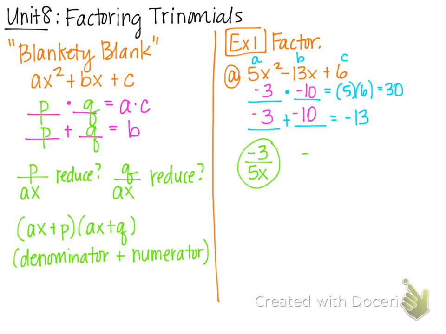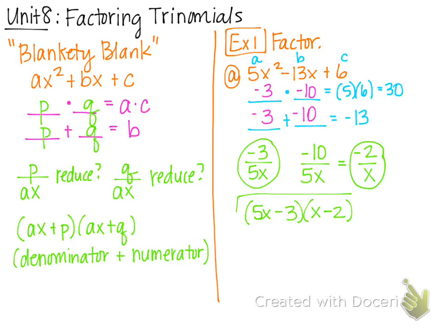Then I take my other blank, which is negative 10, I put it over a, and my variable. This actually reduces because negative 10 over 5 reduces to negative 2 over 1, or just negative 2 over x. And that's our other term. So the way we write our terms is we go denominator, numerator. So for the first one, we have 5x minus 3. That's our first term. And for the next term, we have x minus 2, denominator, numerator. And that is our factored trinomial. So my method's a little kooky, a little crazy, but it works. So let's do a couple more examples using this method.